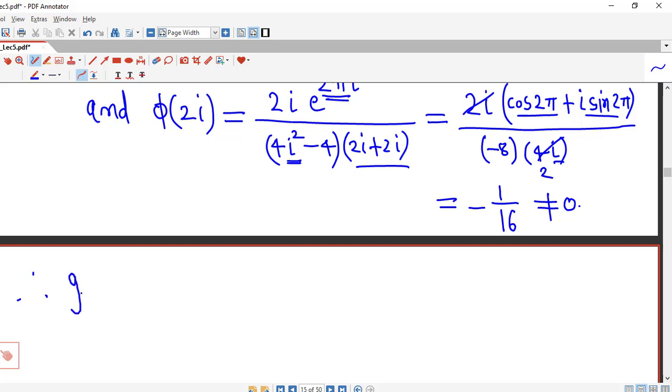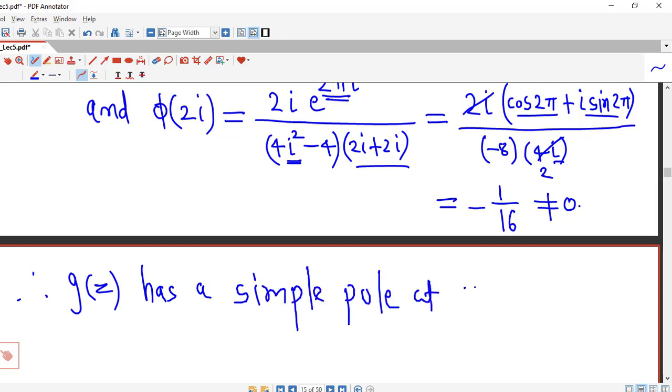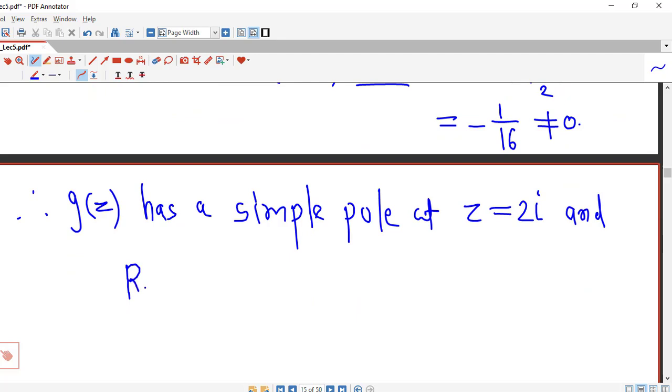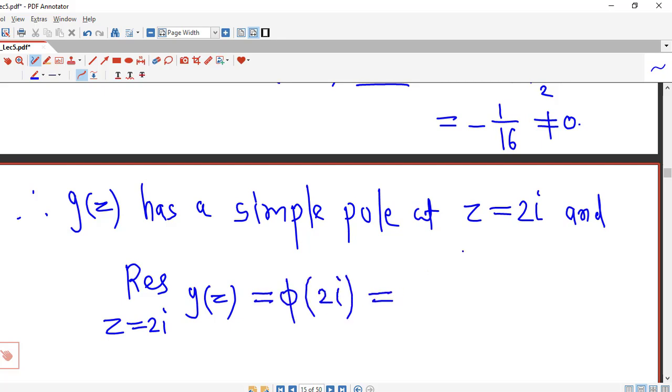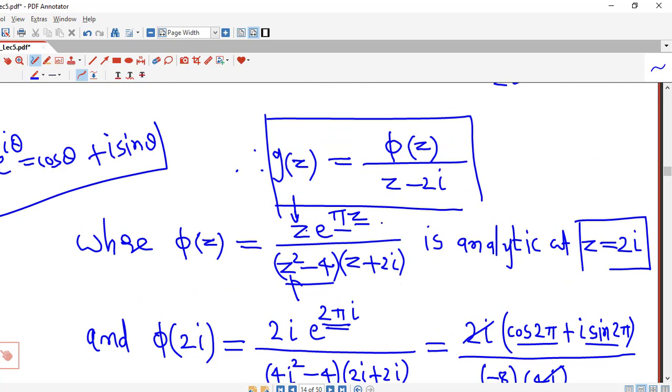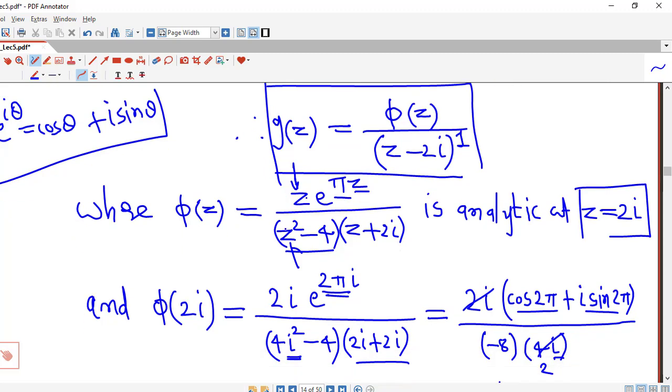Therefore, g of z has a simple pole at z equal to 2i, and residue of g of z at z equal to 2i will be equal to the value of function phi at z equal to 2i, which we have obtained as minus 1 by 16. So this is the first residue, which we denote by capital B1. And because here the power of z minus 2i is 1, the order of pole of g of z at z equal to 2i is 1.